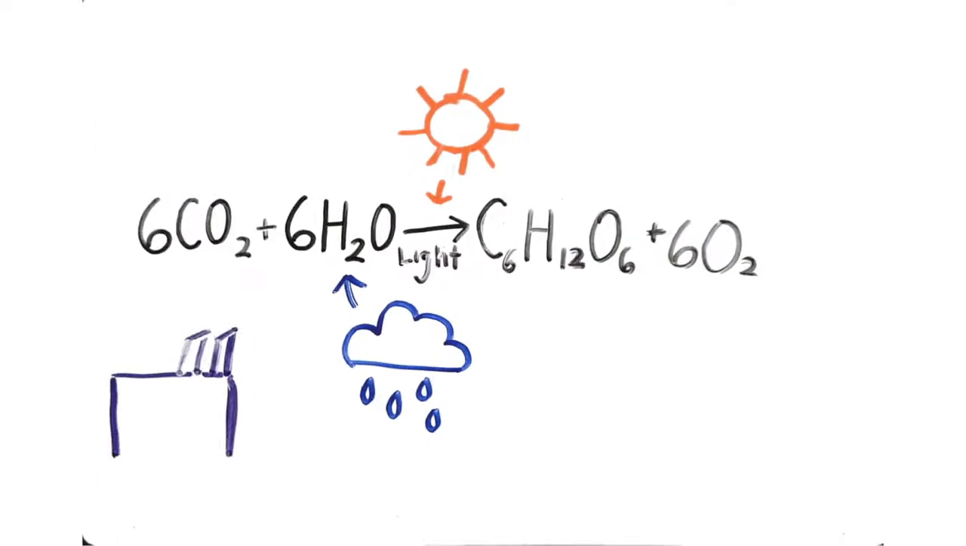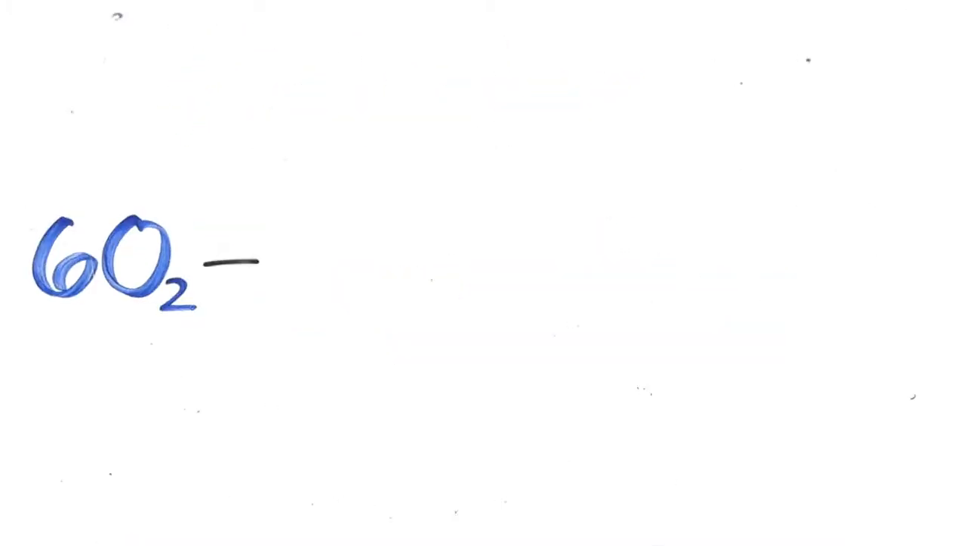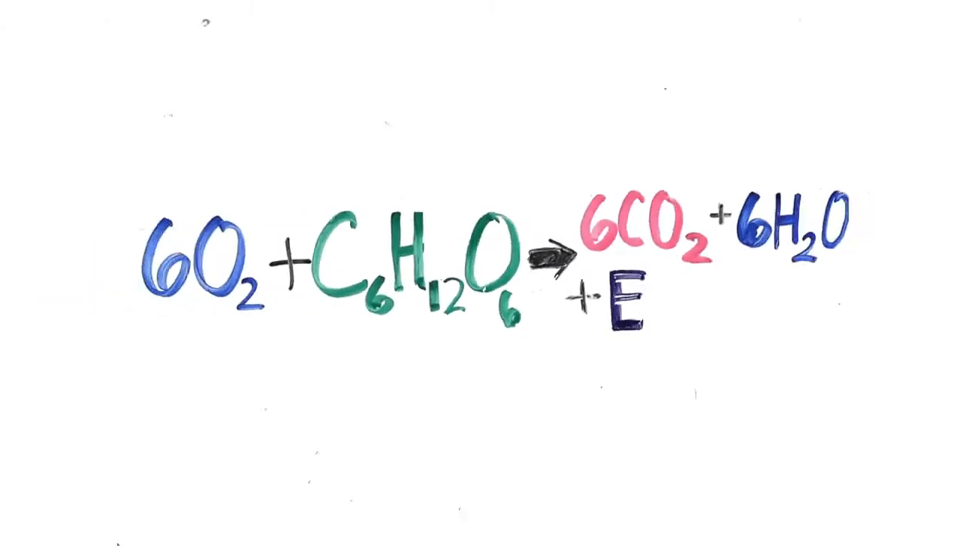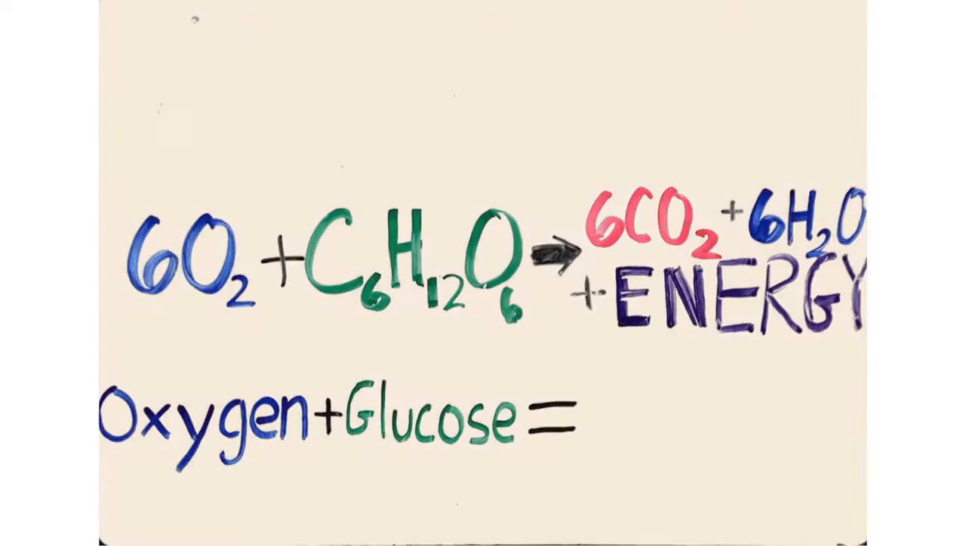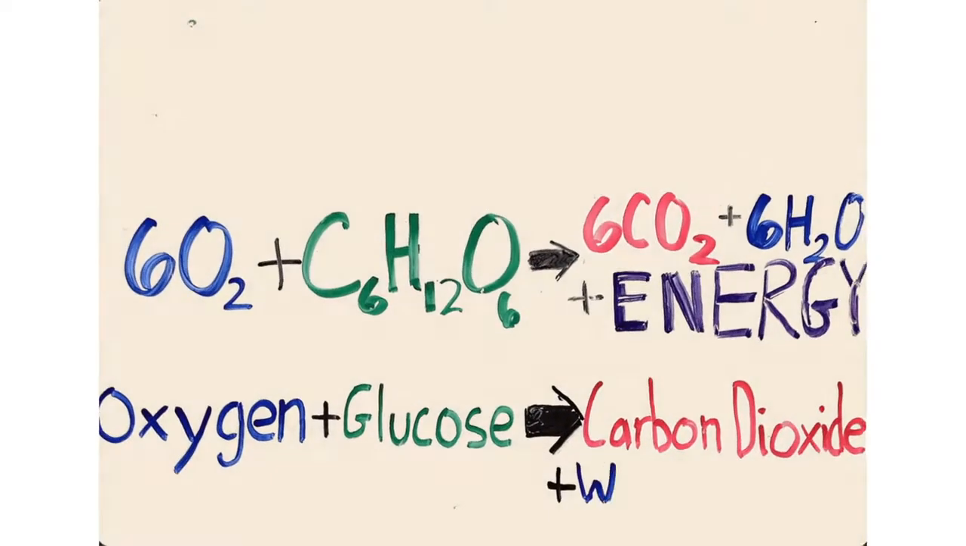Light comes from the sun, water comes from rain, and carbon dioxide comes from carbon emissions and release in cellular respiration. 6O2 plus C6H12O6 releases 6CO2 plus 6H2O plus energy. Oxygen plus glucose releases carbon dioxide and water and energy.